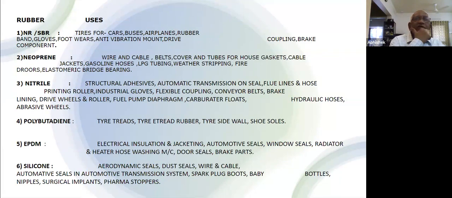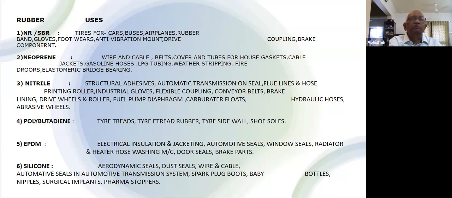For example, when you say natural rubber, generally natural rubber alone is not used in most applications. It is always used in combination with either SBR or polybutadiene, that means styrene butadiene rubber, or in NR. Mostly in a composition called 80-20 or 60-20-20, like that. The uses I have given here are for tires, cars, buses, even aeroplane tires are also made of rubber.